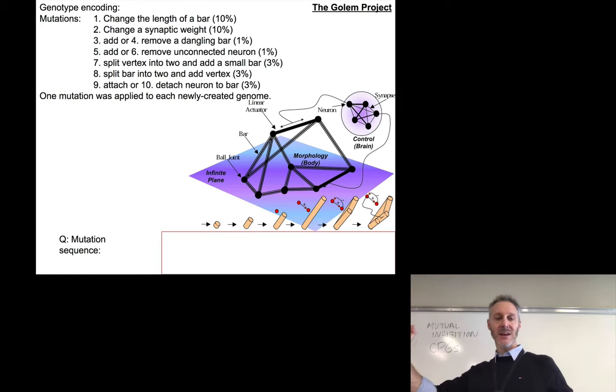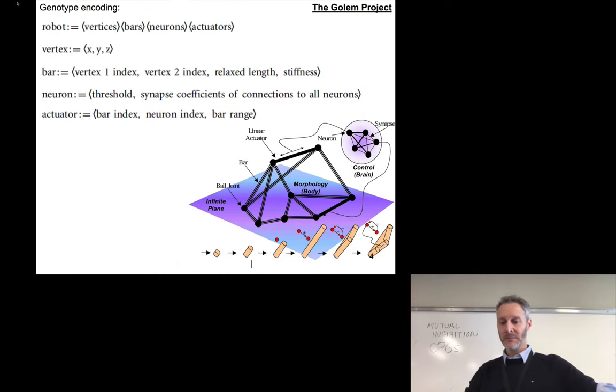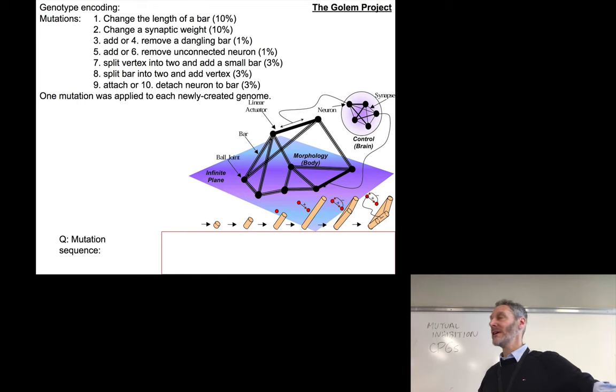So during the evolutionary process, if one particular robot survives, its genotype is copied. Some point in the genome is identified at random. A 10-sided die is rolled, and depending on the value of that random number between 1 and 10, that mutation is applied to the genotype. Number one, we pick a random bar and change the default length of that bar. Number two, we grab a random synapse and change its weight. Number three, we grab a vertex and add a dangling bar to that vertex. Or we grab a random vertex and remove a dangling bar, and so on. You'll notice some of these mutations are applied with greater frequency than others.